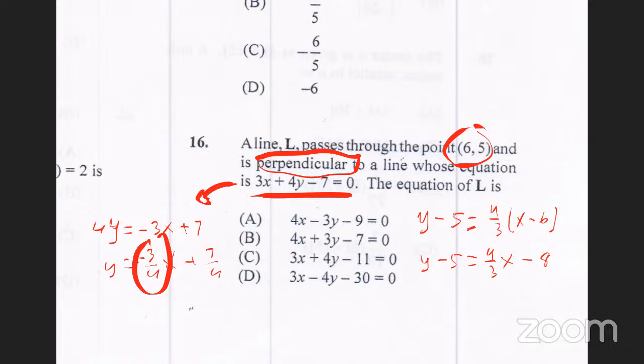Right? And now to make it look like all those, just multiply everything by 3. 3y minus 15 is 4x minus 24. Right? Do I have that correct?